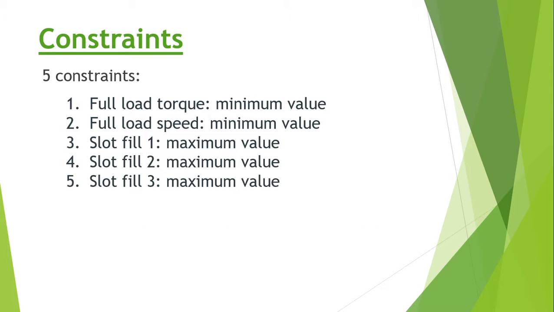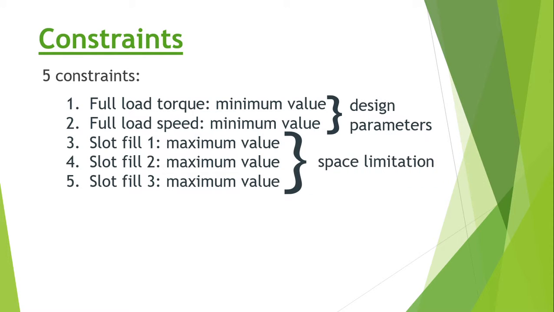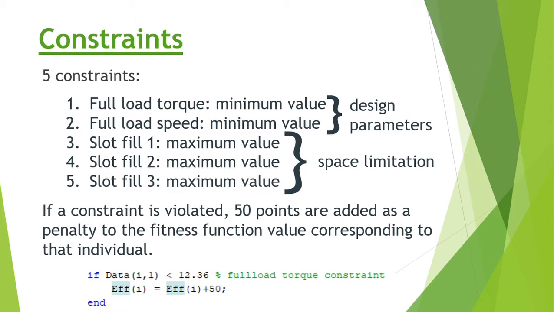The 5 constraints I'll be using: 2 of them are design parameters, full load torque and full load speed. The other 3 are space limitations due to the amount of space inside the stator teeth of the motor. If a constraint is violated, 50 points are added as a penalty to the fitness function, making it a less desirable option to be carried to the next generation.